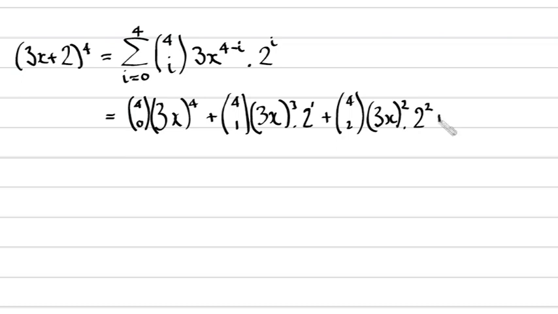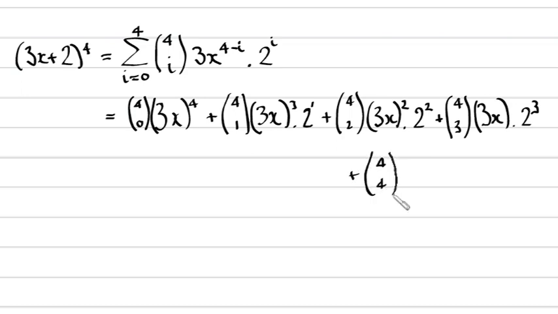Plus next term, 4 choose 3 by 3x to the power 1 by 2 cubed, and the last term 4 choose 4, which is just 1 of course, by 2 to the power 4. Now we need to just evaluate those coefficients and collect the like terms.